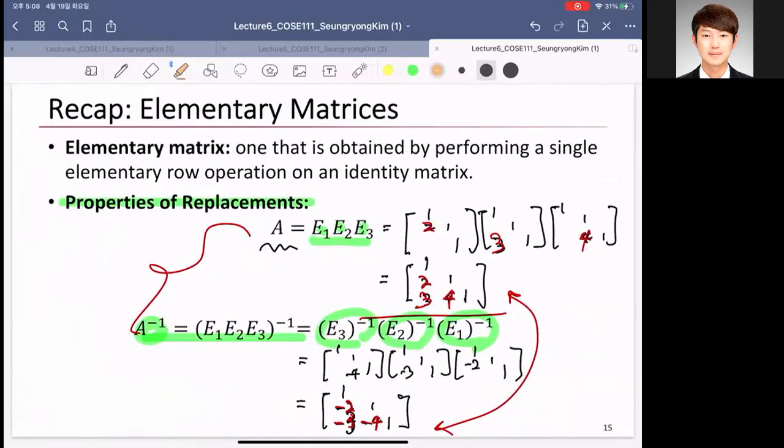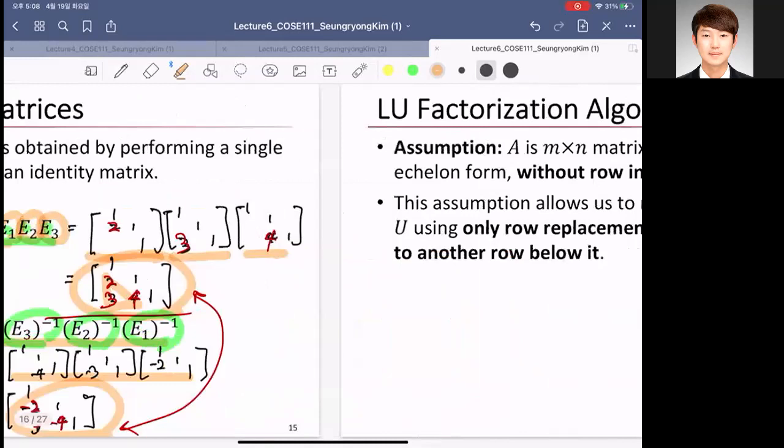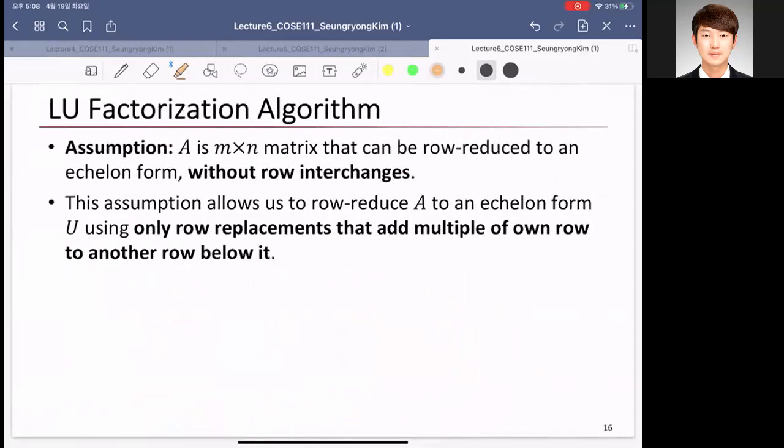And one more thing is that if we sequentially apply elementary matrices E1, E2, and E3, then this matrix is going to be the 2, 3, 4 here, right? And the inverse of this matrix looks like this, right? So these are the properties of replacement, okay? So we will use this to factorize your matrix in an LU factorization manner. Right. So this is the last week.